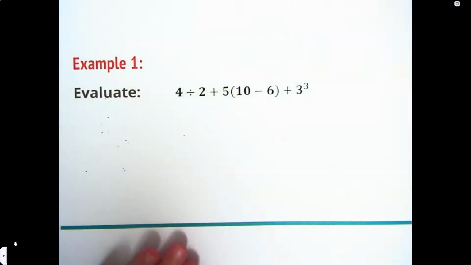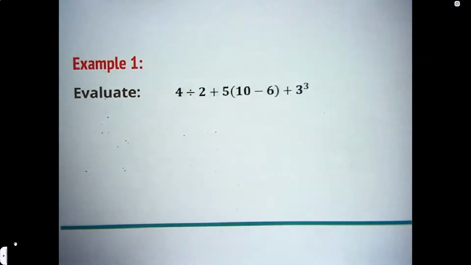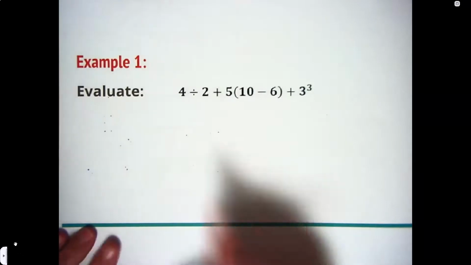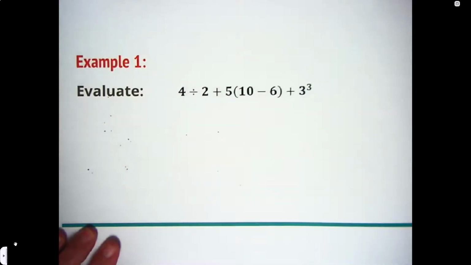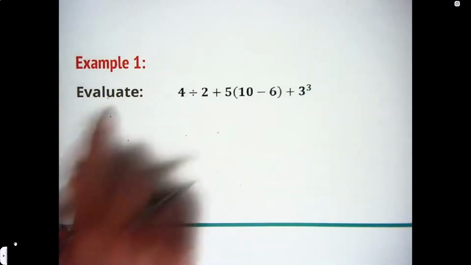So let's do a few quick examples. We're going to start out kind of easy, simpler, and then work our way up to some that get a little more complicated. So here is an order of operations question that we're going to evaluate.